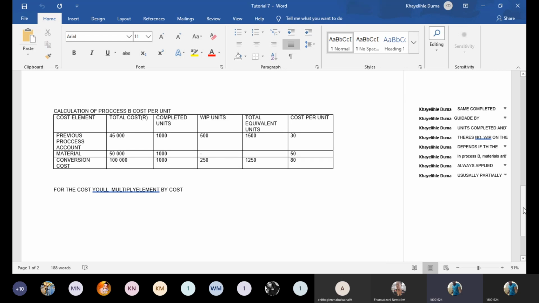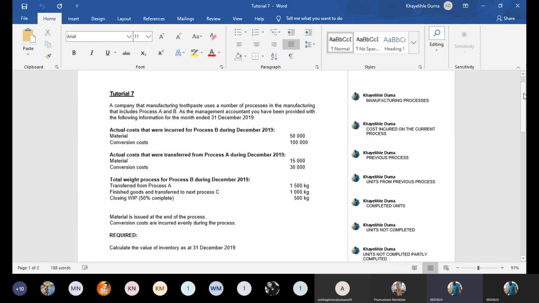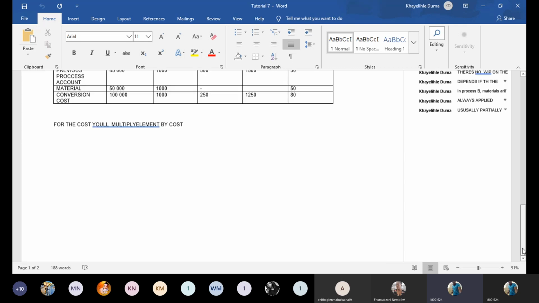And then we move to the next column of work in progress. There, in work in progress, you transferred 1,500 units. At the end, the work in progress was how many units? 500 units. Then you quote that 500 as it is. You come and put it in your column for work in progress.